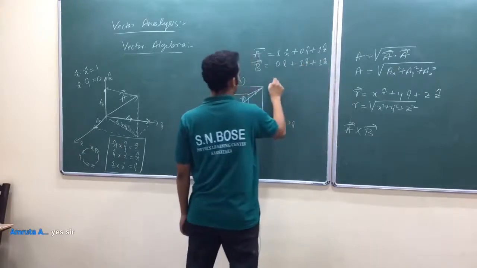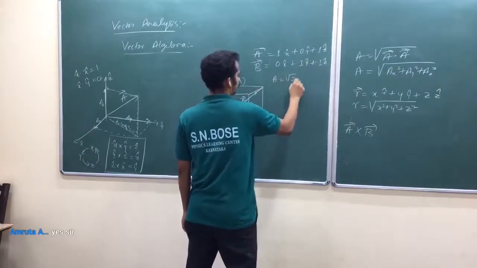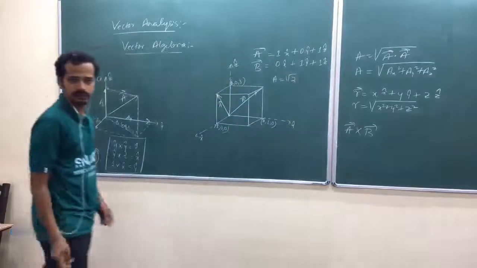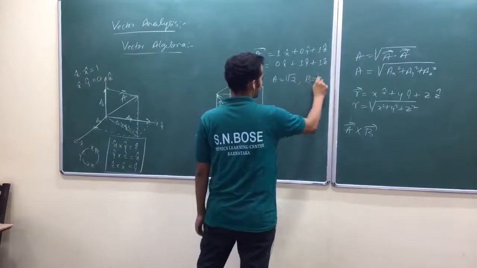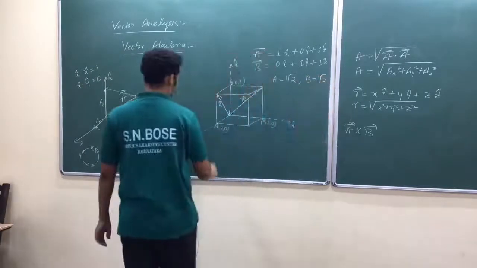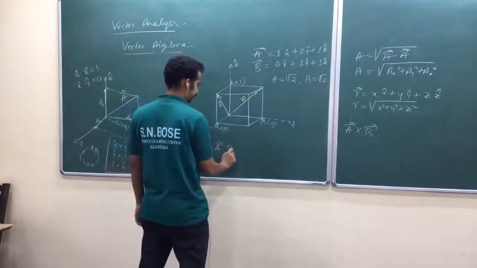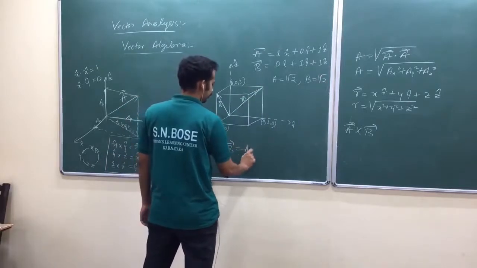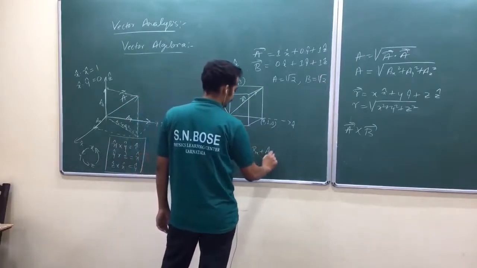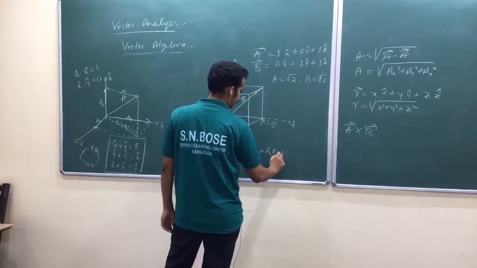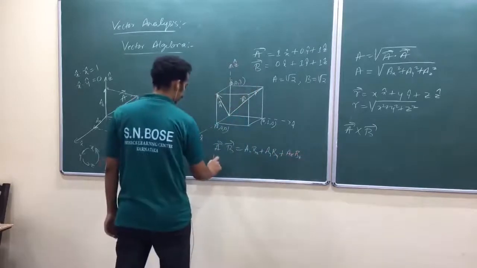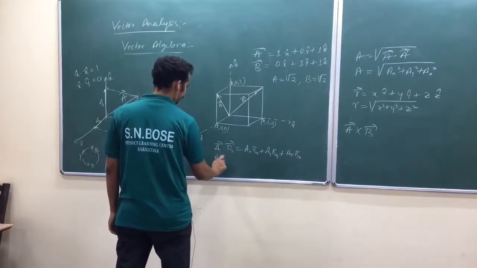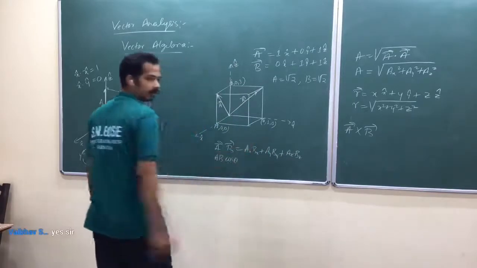Am I right? So mod of vector A is root of ax square plus ay square plus az square, which is root 2. Similarly, mod B is root 2. So A dot B is ax bx plus ay by plus az bz. Am I right? So this is equal to mod A, mod B, cos theta.